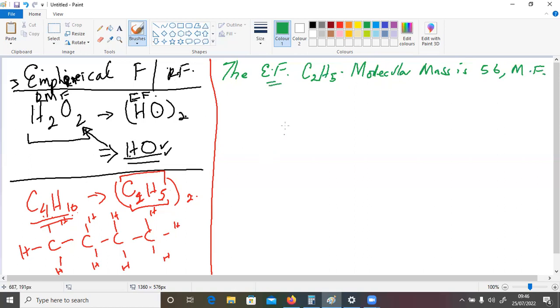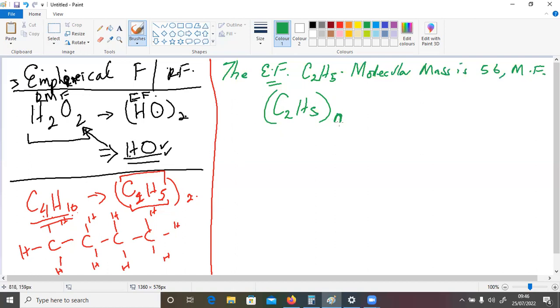As you saw, always, if we have a certain compound C2H5, we need to multiply it with a number n outside there.